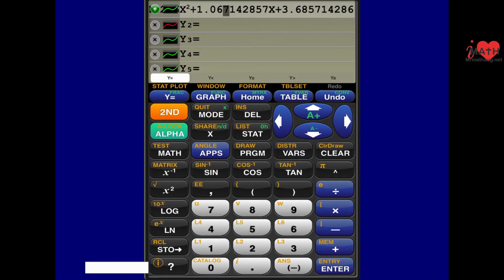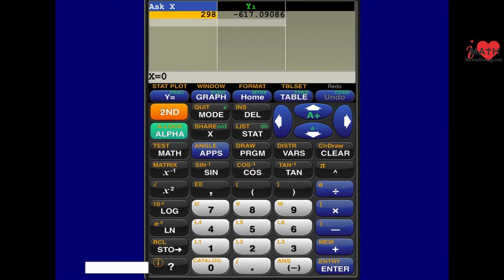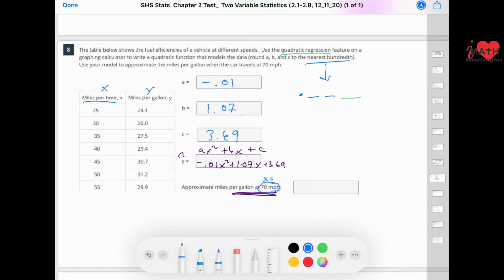Okay, so here I'm going to do a second table. Table's above the up arrow, second table set. And you want to make sure it's on ask. Doesn't matter where the table start is. It doesn't matter even what the change of the table is or how it moves the numbers up and down. So just press table. And then we wanted 70 miles per hour. So press 70 and I get this number, 26.59. Let's see if that's good enough. That's using our calculator, 26.59.